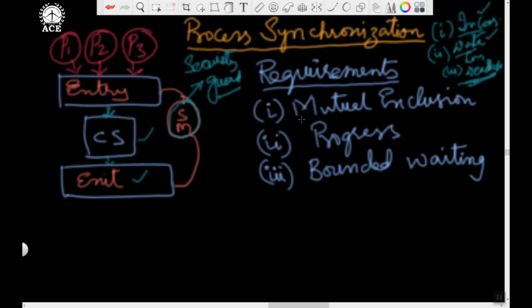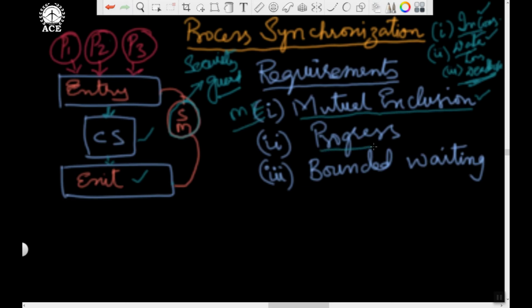This principle of allowing only one process to enter the critical section is called mutual exclusion. Sometimes I write it in short as ME. The principle of mutual exclusion, which is one of the requirements to be satisfied, is nothing but allowing only one process to use the critical section at a time.